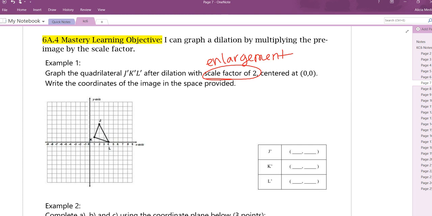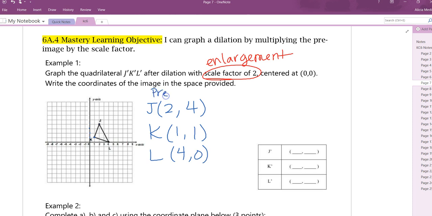All right, so the first thing that we're going to do is label J, K, and L. I want to have those ordered pairs over here on the side. So J is at point 2, comma, what is that? 1, 2, 3, 4. That's at 4. Then I'm going to go to K. That's right here, and that's at 1, 1. And then L is at 4, 0. All right, so those are the originals, right? These are the pre-image.